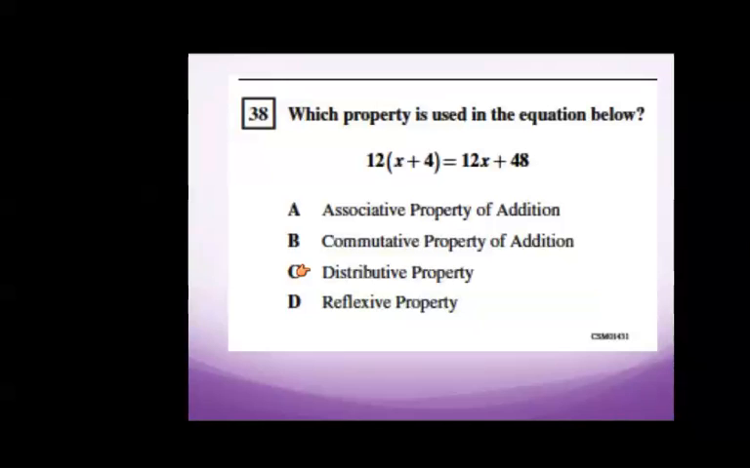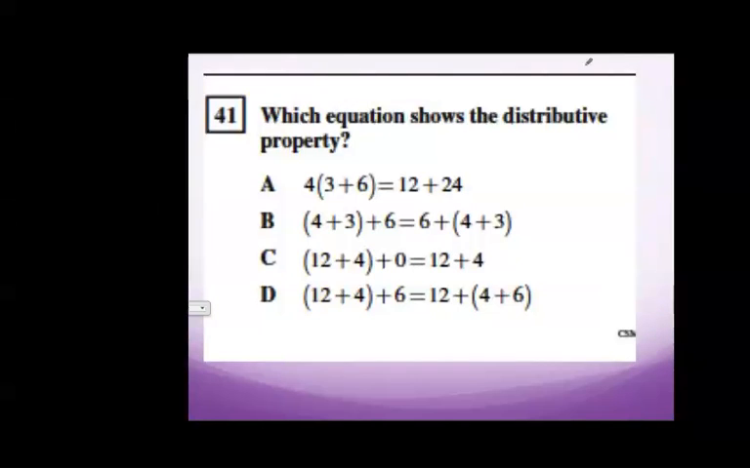So let's take a look at the distributive property. The distributive property tells us that we are going to take this 12 and we are going to multiply it by everything inside the parentheses, which we did here. 12 times x plus 12 times 4 is 48. So my answer here is the distributive property. This, by the way, is a STAR test question. This comes straight off of a previous STAR test. So this is an example of how you would apply it in a testing situation.